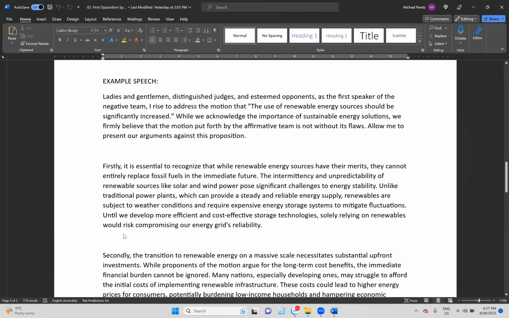Firstly, it is essential to recognise that while renewable energy sources have their merits, they cannot entirely replace fossil fuels in the immediate future. The intermittency and unpredictability of renewable sources like solar and wind power pose significant challenges to energy stability. Unlike traditional power plants, which can provide a steady and reliable energy supply, renewables are subject to weather conditions and require expensive energy storage systems to mitigate fluctuations. Until we develop more efficient and cost-effective storage technologies, solely relying on renewables would risk compromising our energy grid's reliability.